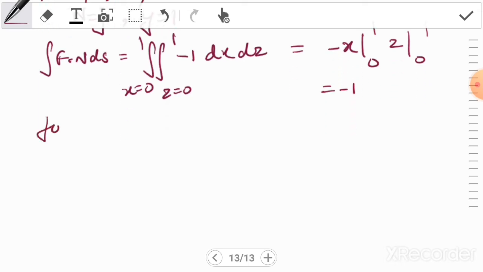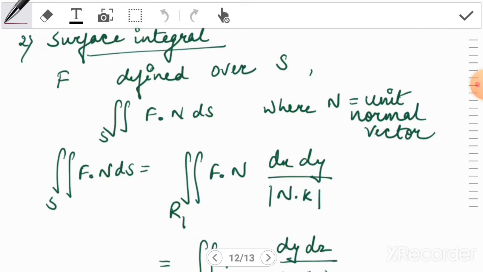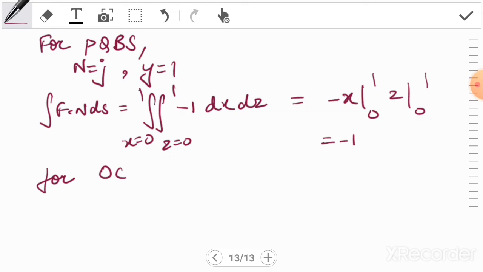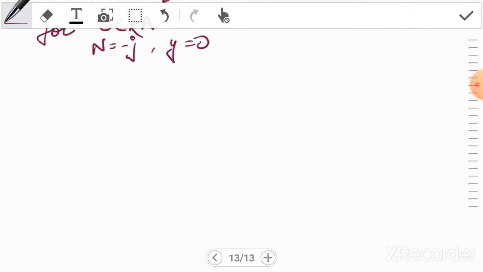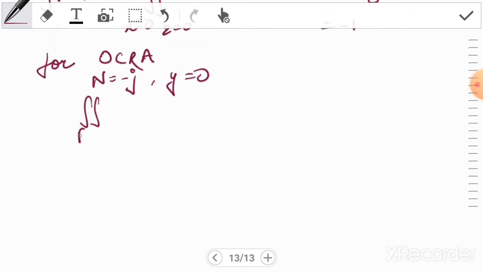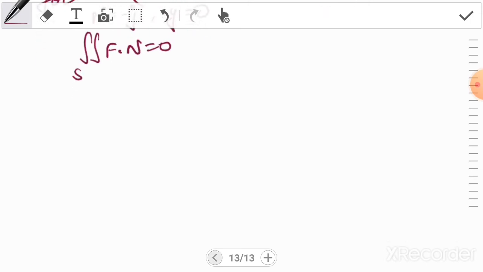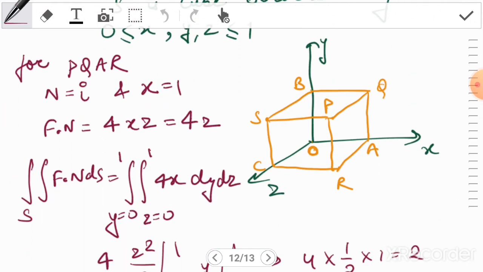So again for OCRA, the unit normal vector will be minus j and y is equal to 0. So for OCRA, n is equal to minus j and y is equal to 0. So again the integral of f dot n is equal to 0.